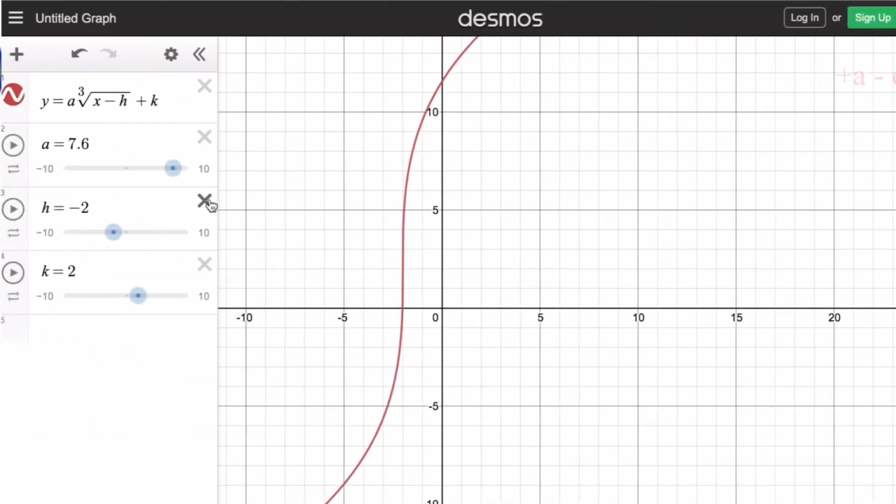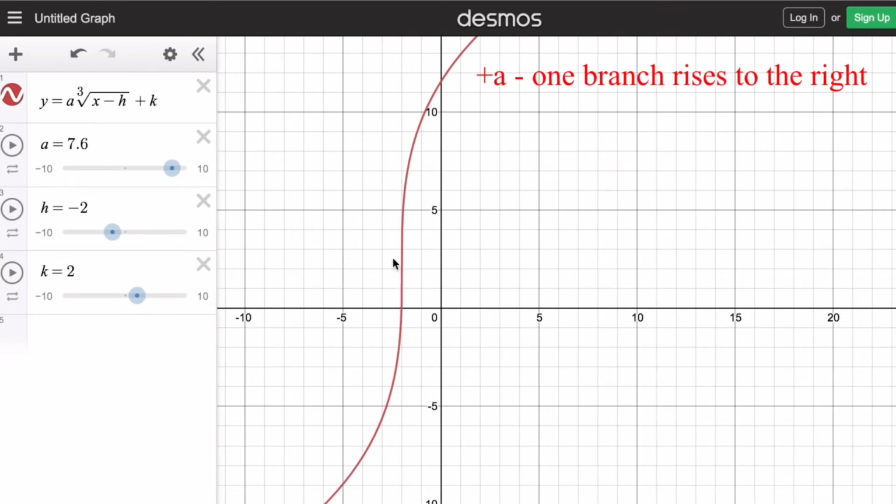Now we remember that if a is positive, one of the two branches rises to the right. So as you can see here, this end of the graph rises to the right.